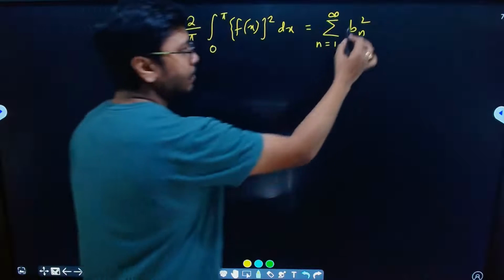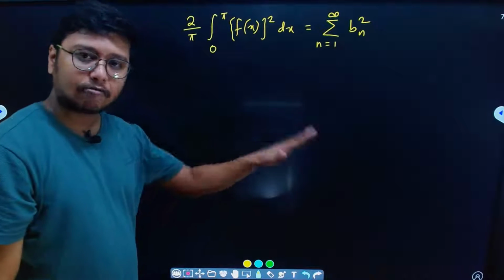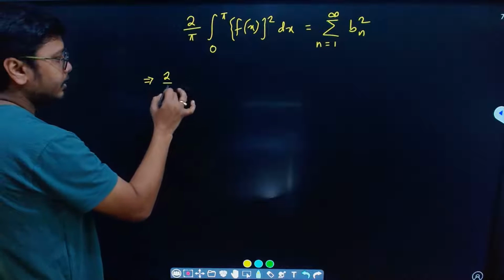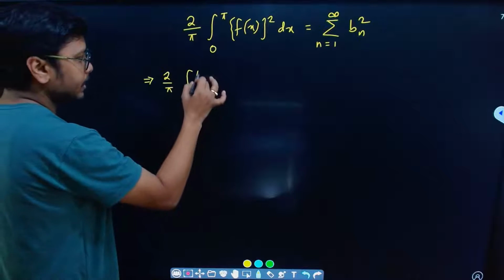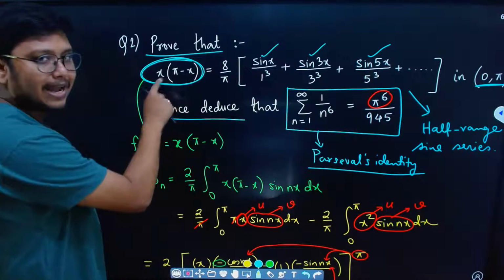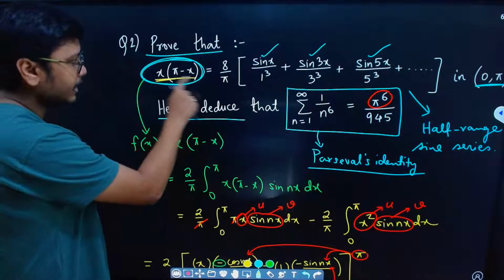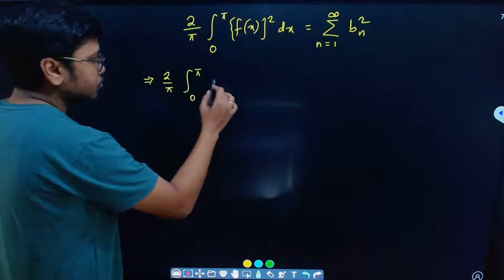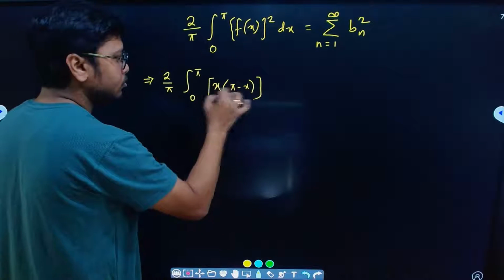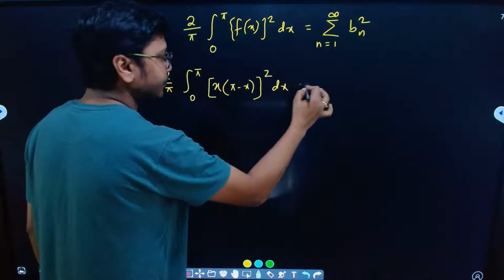Right, this is my Parseval's formula for half range sine series. So I'm plugging in all the values, 0 to pi. My f(x) function was x into pi minus x. This was my f(x) function, x into pi minus x. So x into pi minus x, it's becoming a whole square dx.